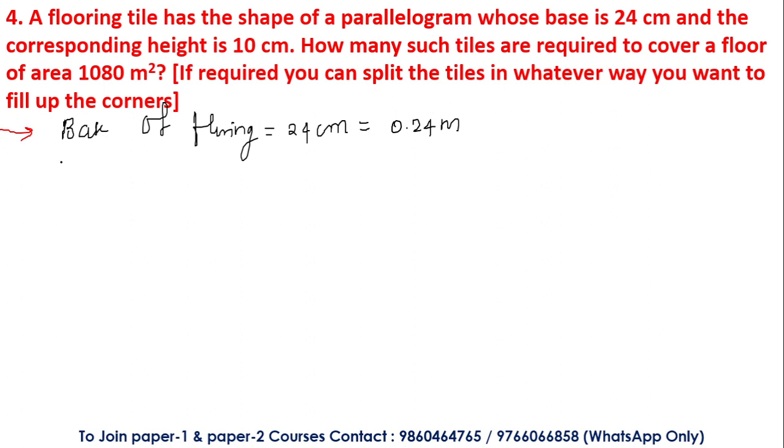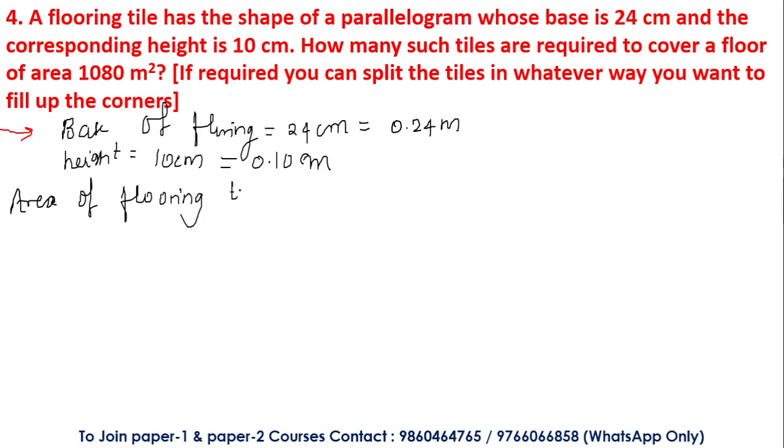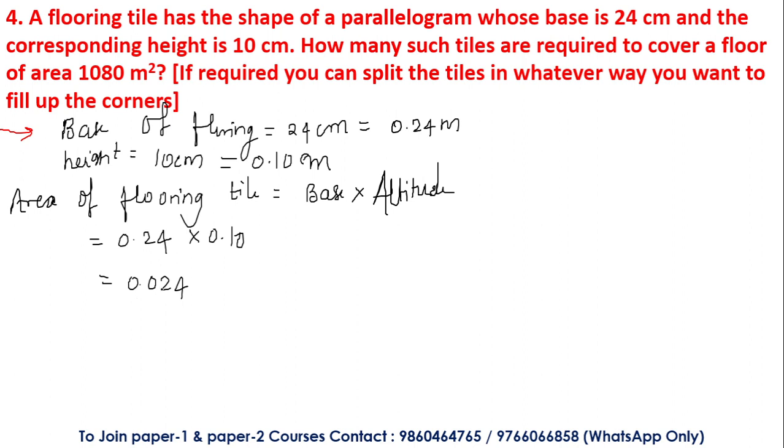And the corresponding tile's height is given, equal to 10 centimeter. This also I'll convert into meter, divided by 100, so I'll get 0.10 meter. Okay, now the area of the flooring tile will be equal to base into altitude. Altitude means height. So this will be equal to 0.24 into 0.10. This is equal to 0.024. Now we got the area of the flooring tile, 0.024 meter square.